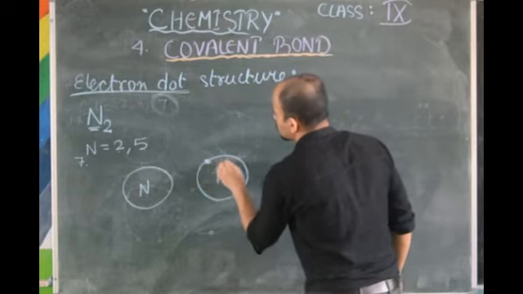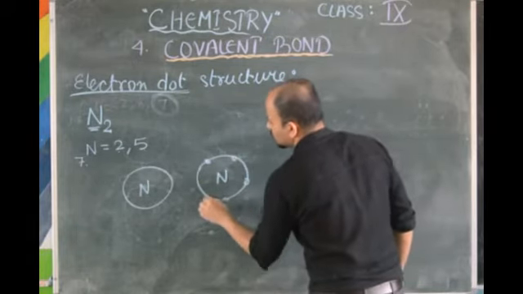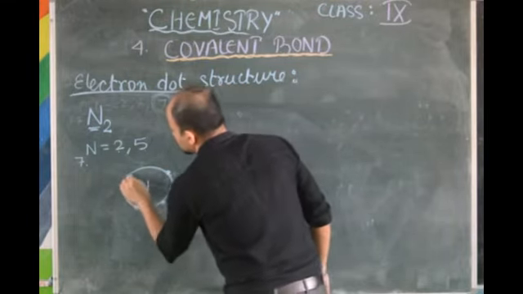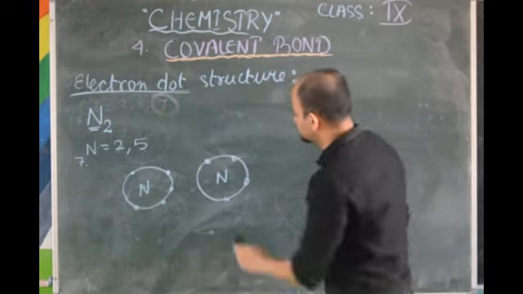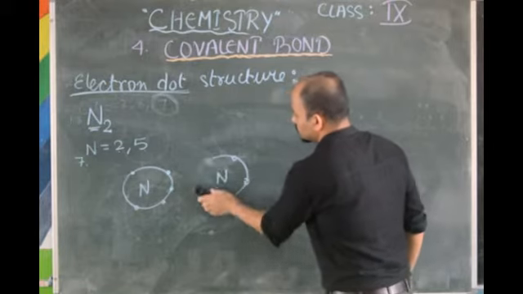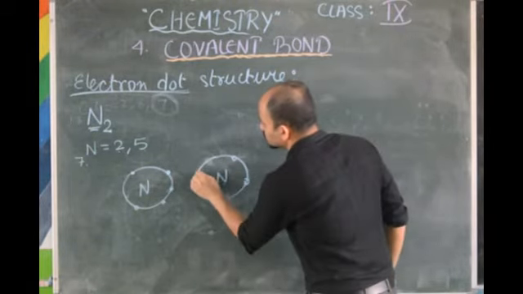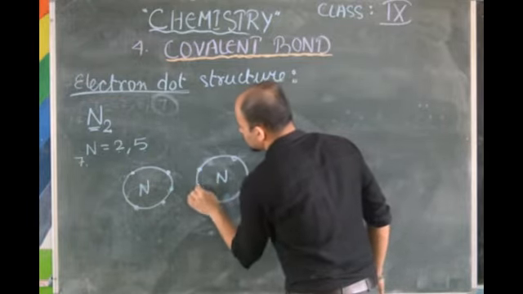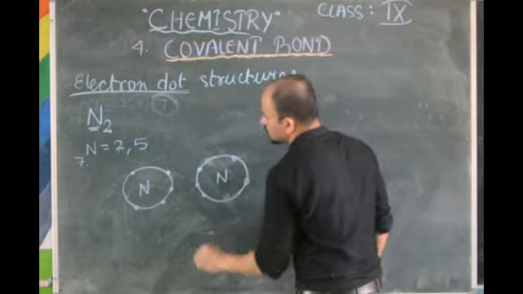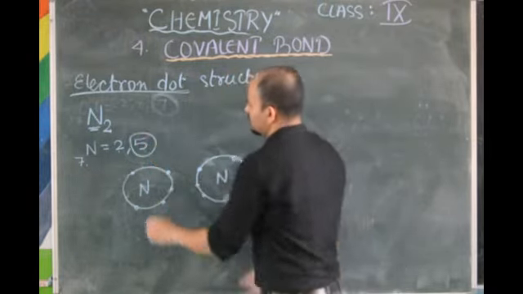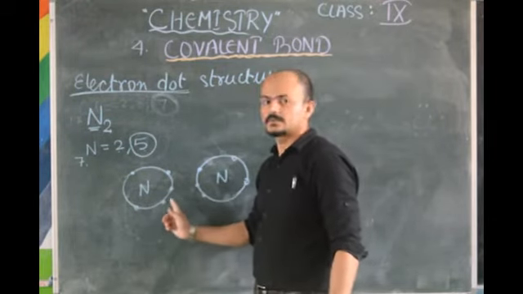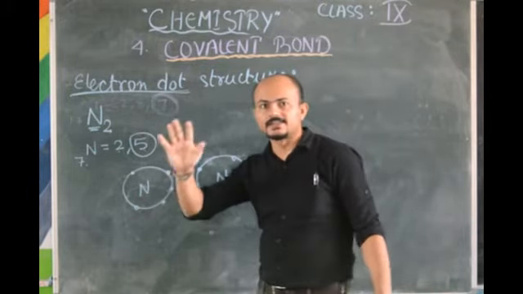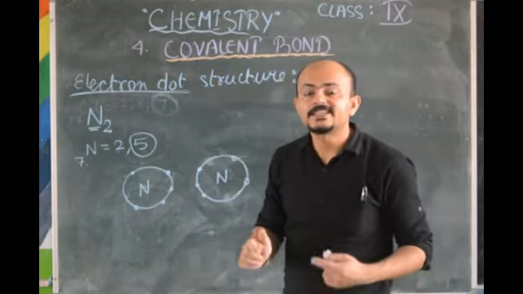Nitrogen. How many electrons? 1, 2, 3, 4, 5. Similarly, this one also, 1, 2, 3. So these 5 electrons are taken in the outermost shell. Okay, here also in the outermost shell. Now this nitrogen has 5 electrons in the valence shell. How many? 5. It needs how many? 8 electrons to be stable.